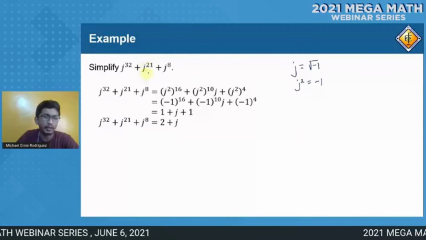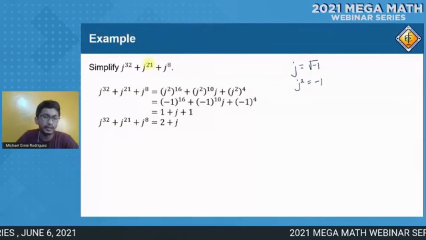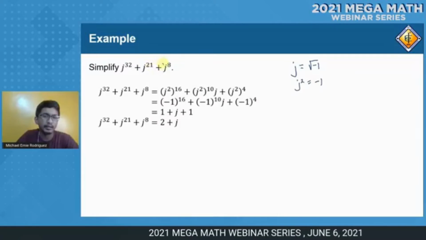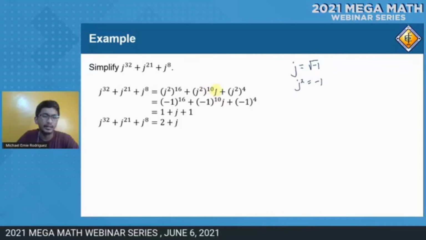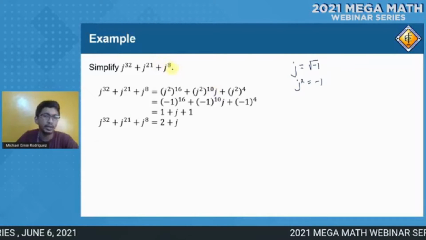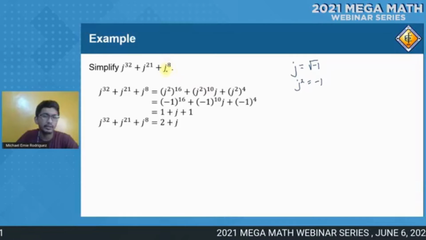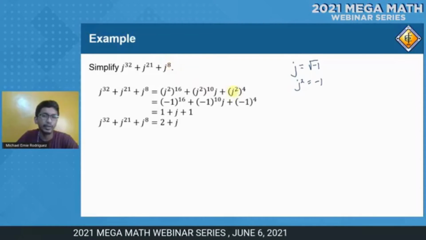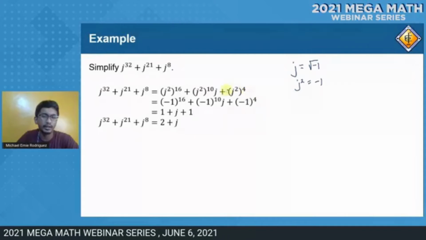And then itong j raised to 21, so 21 over 2, that is 10, pero may remainder 1 ka. So we have j squared raised to 10. And then yung remainder 1, we have times j. So j na lang ito. Plus j raised to 8, so 8 over 2, we have 4. So j squared raised to 4. And then j squared natin, di ba, is negative 1.